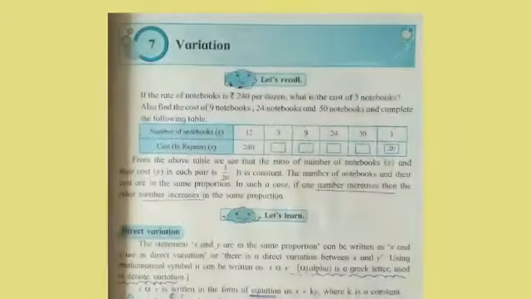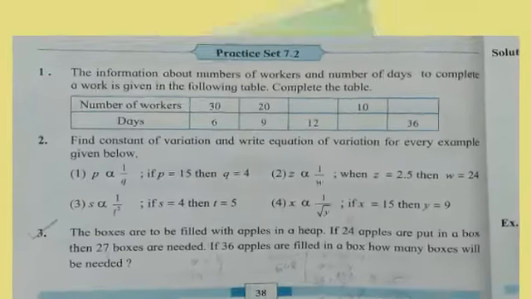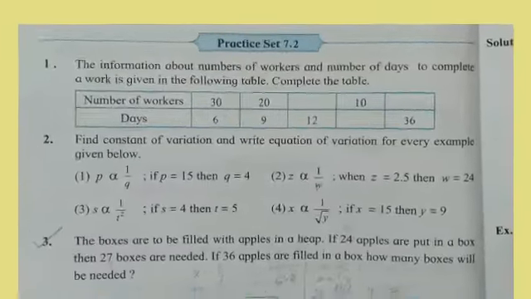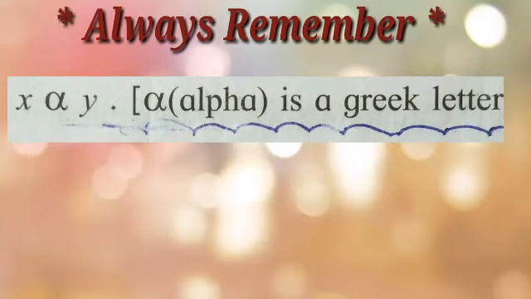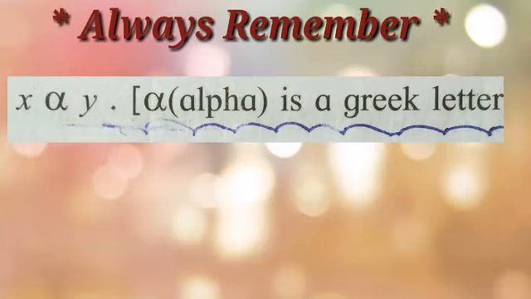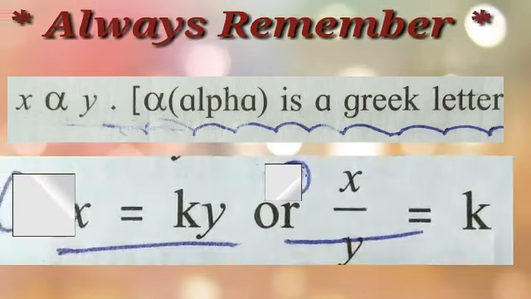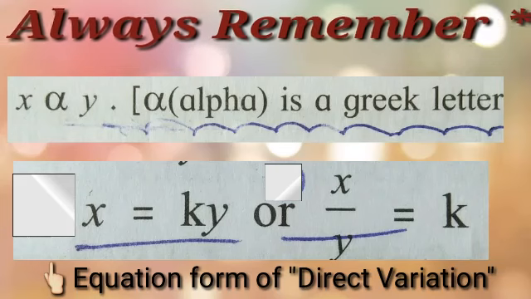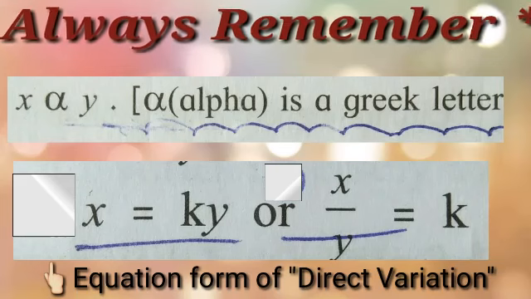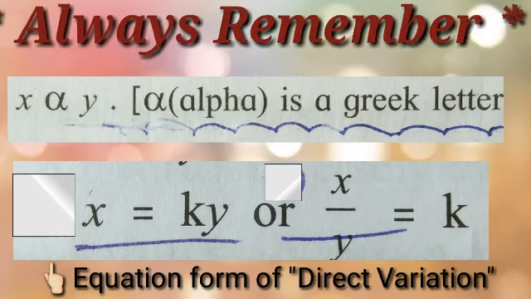So students, the remaining part of this unit, that is practice set number 7.2, we are going to continue in our next video. Students, always remember the symbol of variation, that is alpha, which is a Greek letter, as well as the equation form of direct variation, that is x is equal to ky or x upon y is equal to k, where k is the constant.